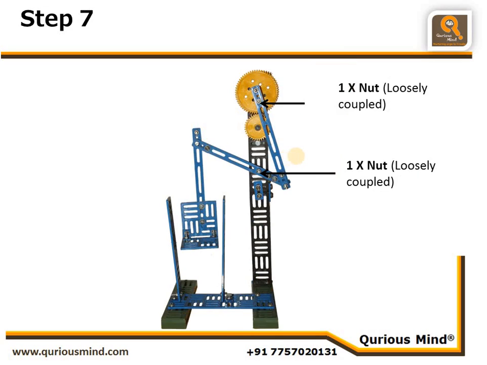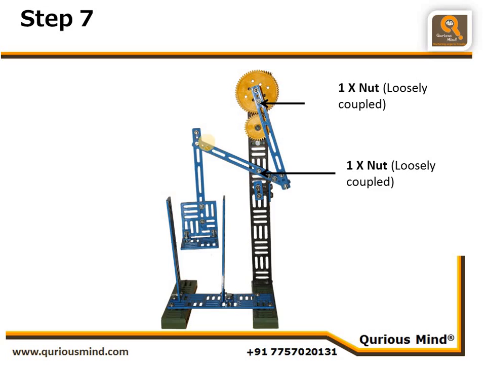The assembly C, which we created in our step number 3, is mounted here, connected to the 1.5-inch bolt which we had attached to the big gear. Onto that, this assembly is coupled with a nut which is loosely coupled. Another place is this fulcrum point which we created in last step. There also we have connected it using a loosely coupled nut. And that completes our robot.